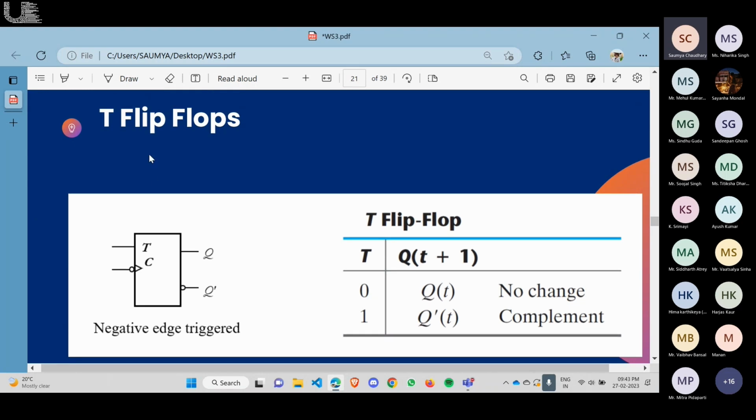So here we have a T flip-flop. T means the toggle flip-flop, which inverts the outputs. When T is 0, the output will remain as the previous one. When T is 1, the output will invert. So when T is 0, the output will remain as the previous output, and when T is 1, the output will be the complement of the previous output.